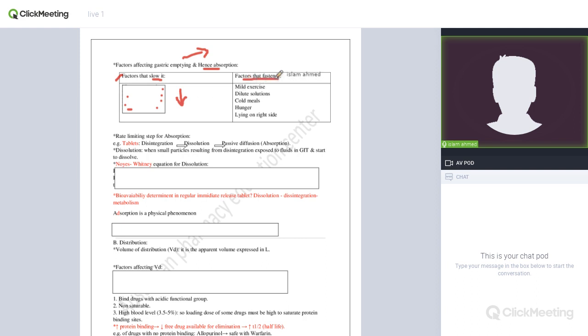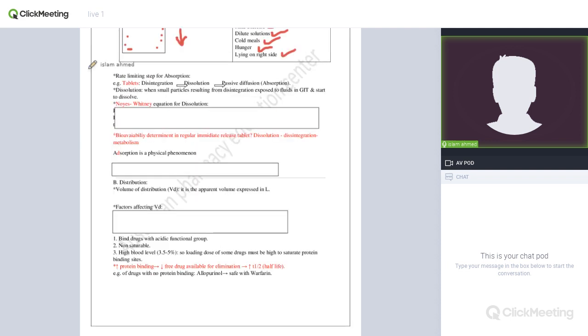The factors that increase or hasten that process are mild exercise, diluted solutions, cold meals, hunger, and lying on the right side. So these are the factors that hasten the process of food absorption and enhance gastric emptying.